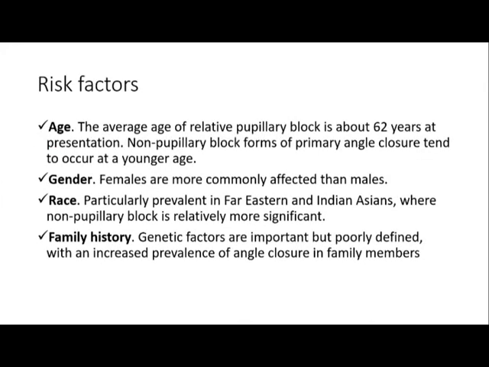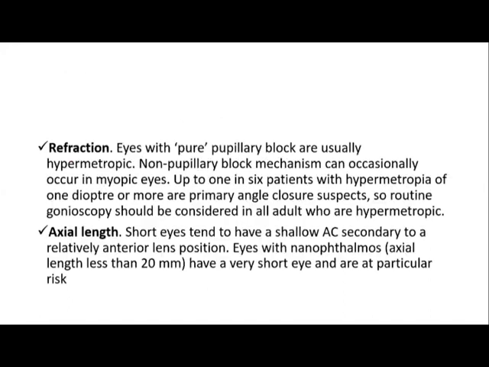Risk factors: age is a risk factor; gender, females are more commonly affected; race, Eastern and Indian Asians; then family history of glaucoma; and refraction. Eyes with pure pupillary block are usually hypermetropic. Non-pupillary block mechanism can occasionally occur in myopic eyes. And axial length: short eyes tend to have a shallow anterior chamber secondary to a relatively anterior lens position. Eyes with nanophthalmos, axial length less than 20 mm, are very short eyes and at particular risk.